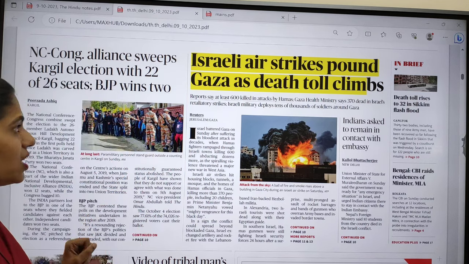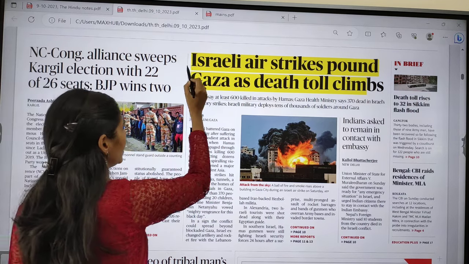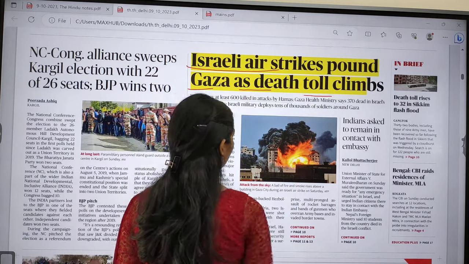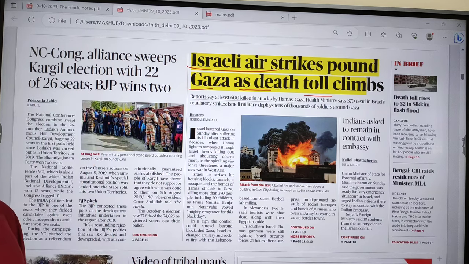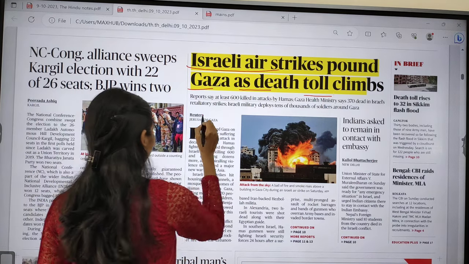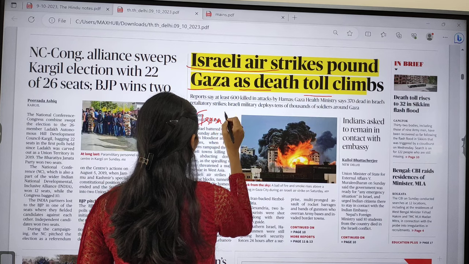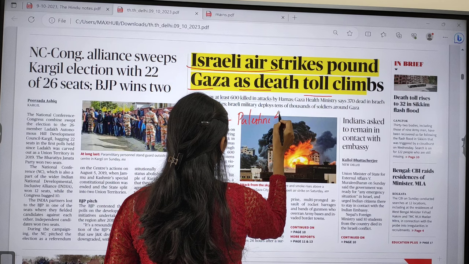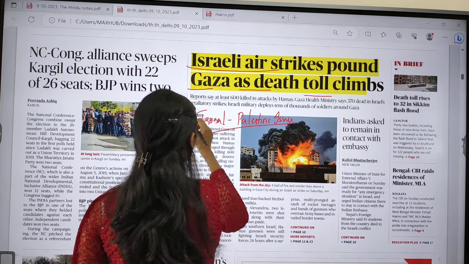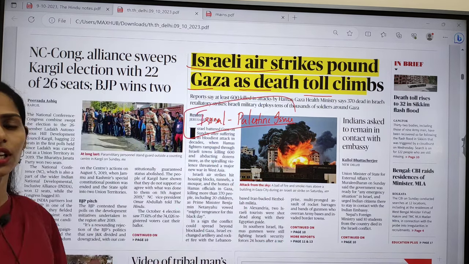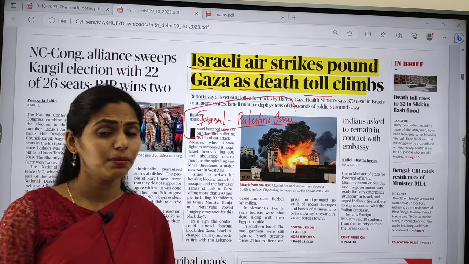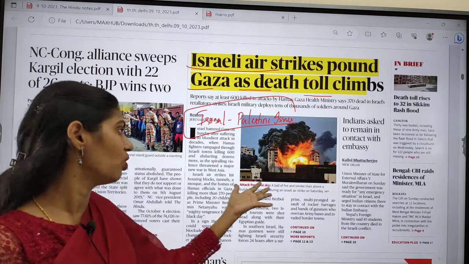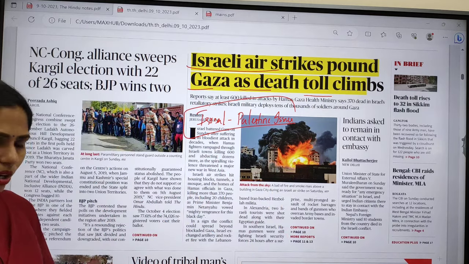Okay. So first topic is about Israeli airstrikes pound Gaza as death toll climbs. This article is talking about the Israel-Palestine issue. It is not a new issue. Even when we got independence, in which year did we get independence? 1947. Before that onwards, this issue of Israel and Palestine is going on.